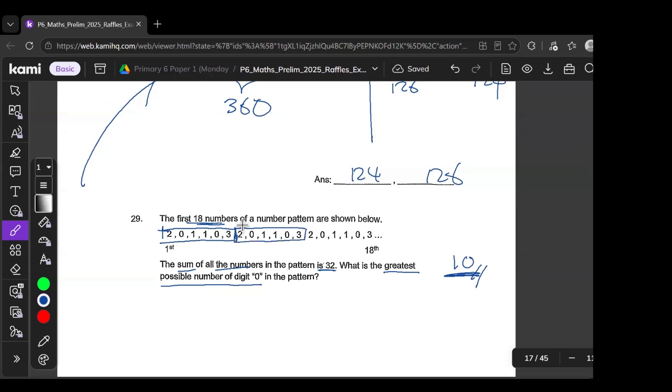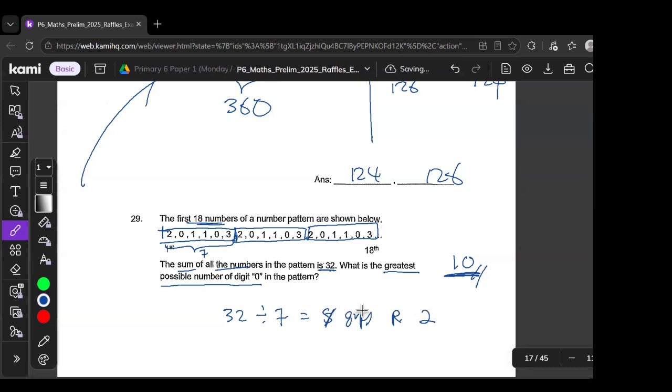Okay, so you may want to group all the numbers together. So this is your group. Can you find how many groups there are? The sum of all the numbers is 32. So can you find the sum of one group? 2 plus 1 plus 1 plus 3, 7. Am I correct? So if the sum is 32, you take 32 divided by 7, you will get 5 groups, and the remainder is 2.